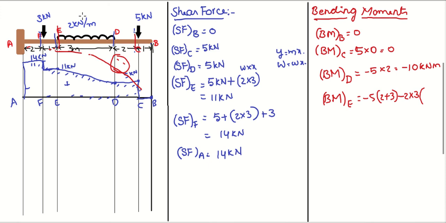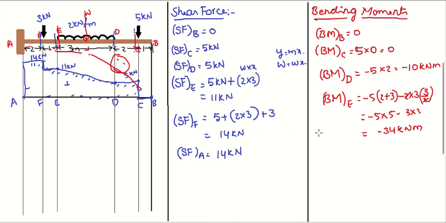So you have to calculate. If you convert this UDL into a point load, it will act at the center of gravity. Capital W is 2 into 3, multiplied by the distance from the center of gravity up to the point E, that is nothing but 3 by 2, half of the distance. So that is minus 5 into 5 minus 3 into 3, because the 2 will be cancelled. That is how much? Minus 34 kilonewton meter.